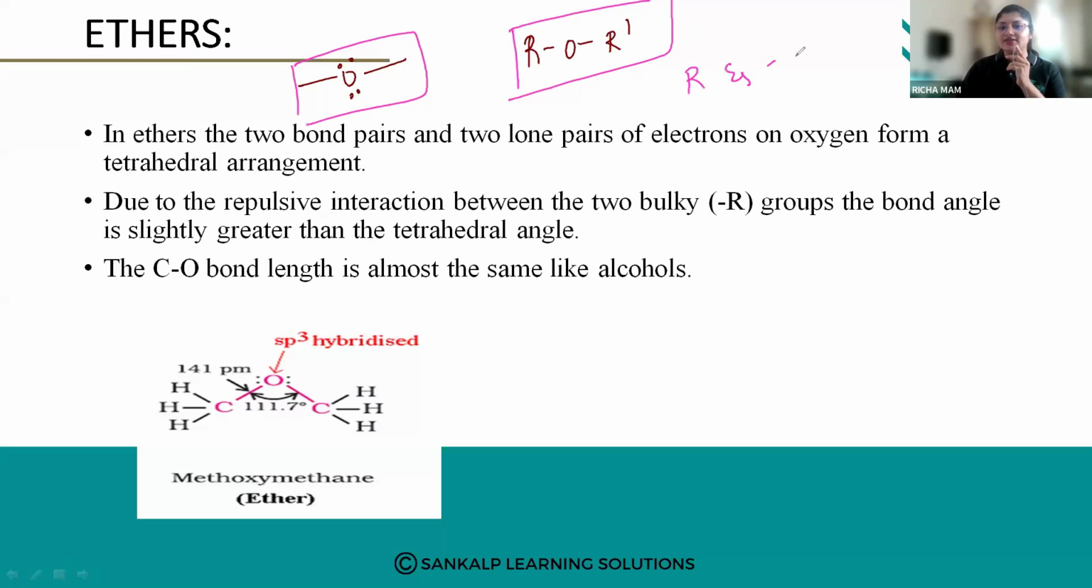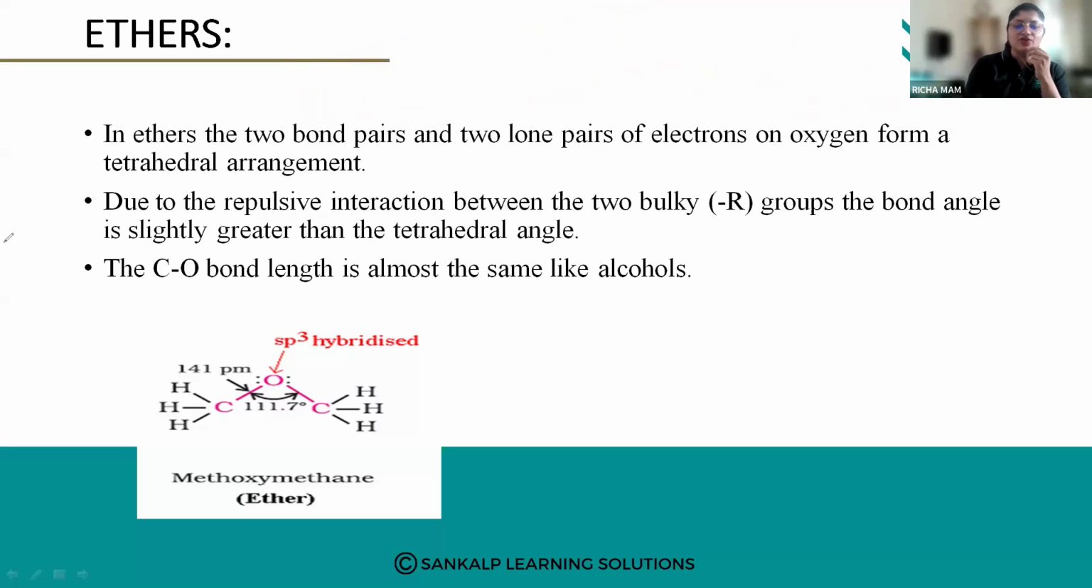R and R dash may be alkyl or aryl groups. Now you know what is an alkyl group and what is an aryl group. Alkyl group is like an aliphatic chain, and aryl means benzene rings. So in ethers, they are generally represented by ROR dash, where R and R dash can be alkyl or aryl substituents. Let us see the next topic, classification.